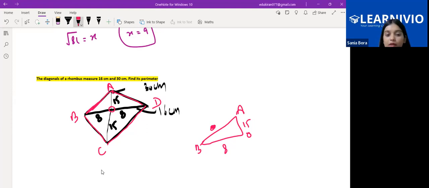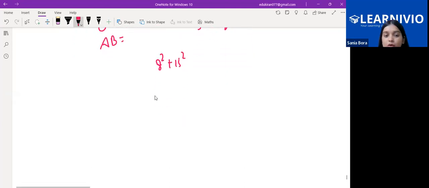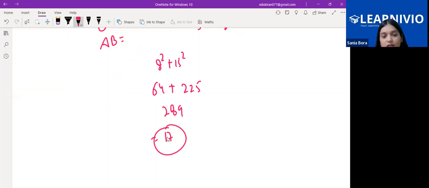So what did you get? Pythagoras theorem property, right? So 8 square plus 15 square. 8 square is 64, 15 square is 225. So 225 plus 64 is 289. 289 is the square of 17. So you have one side 17.